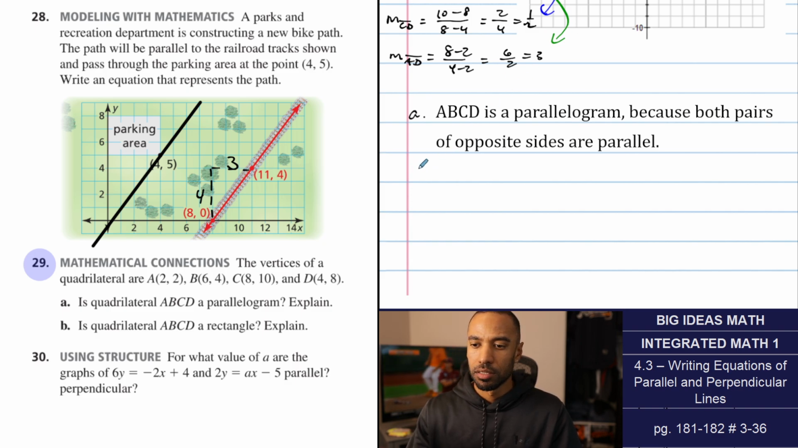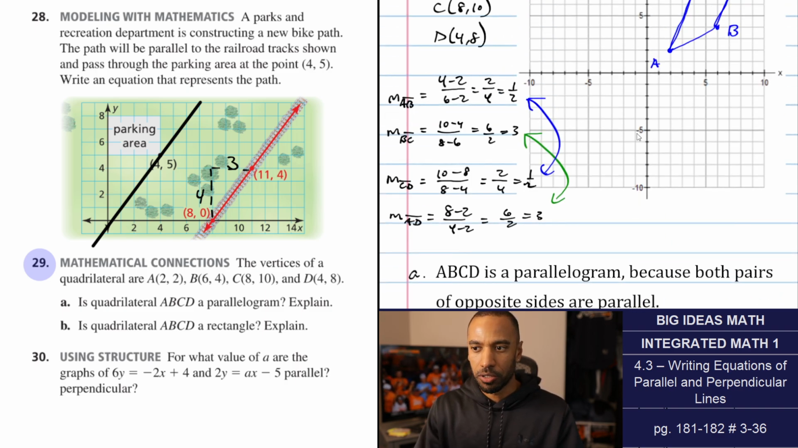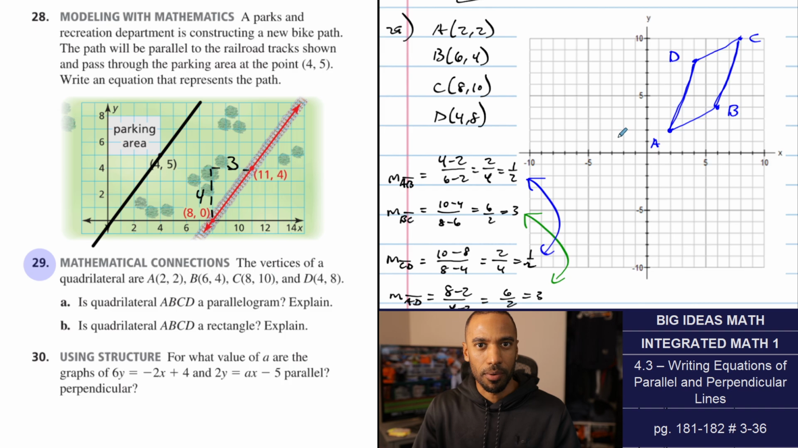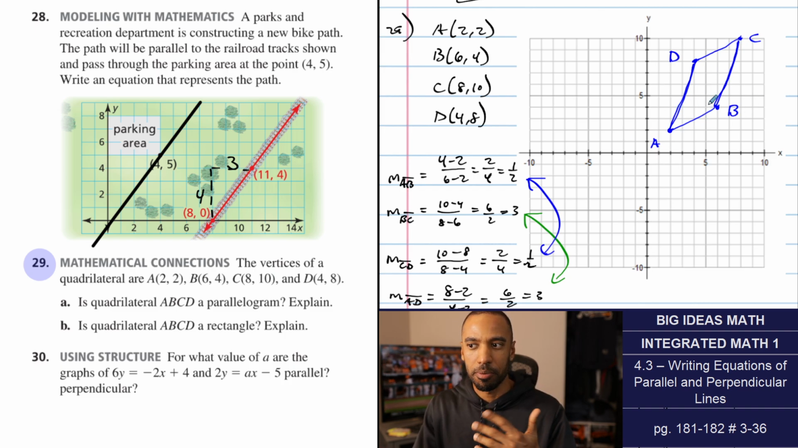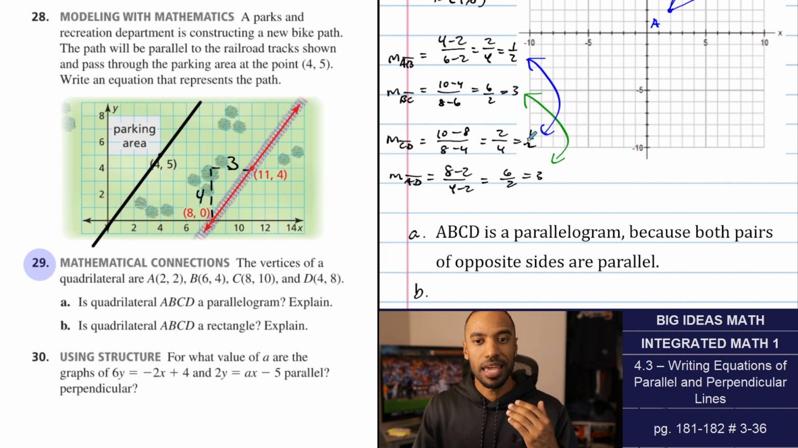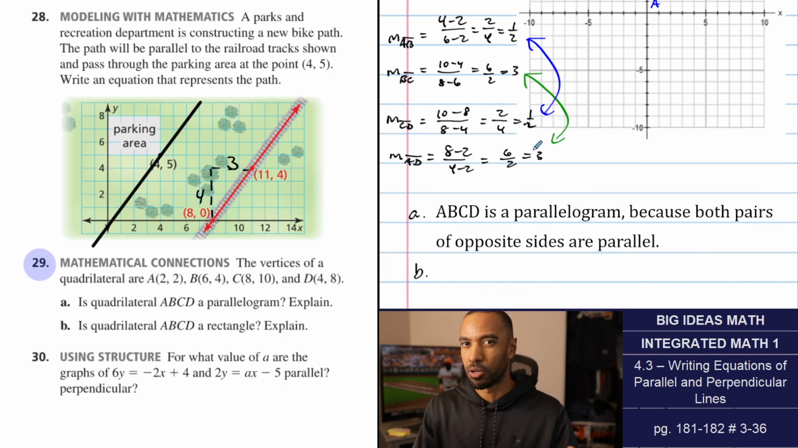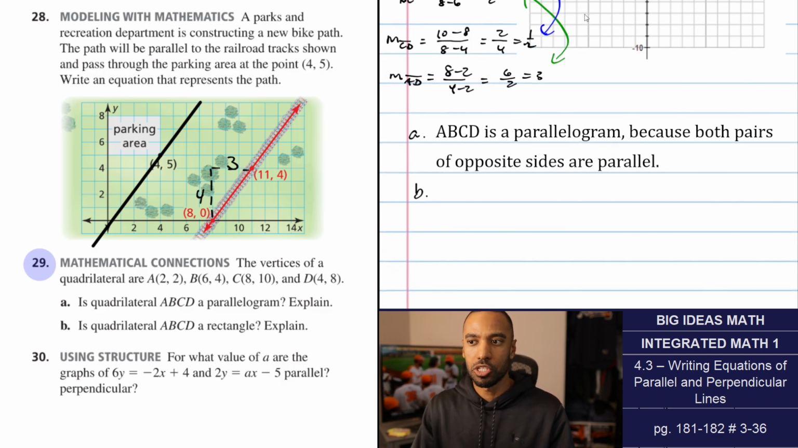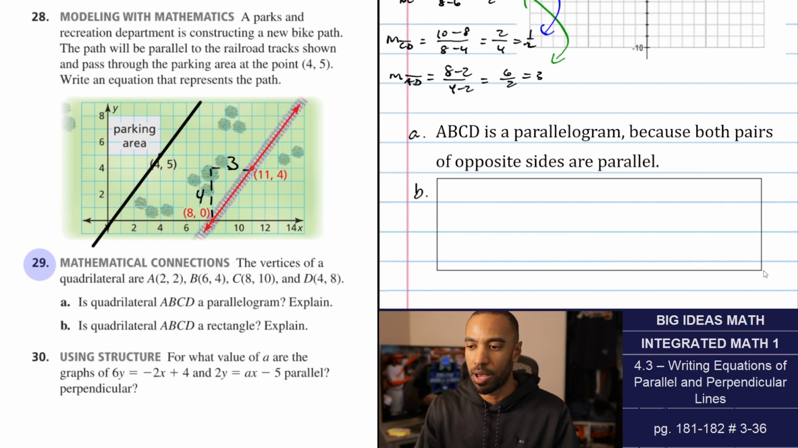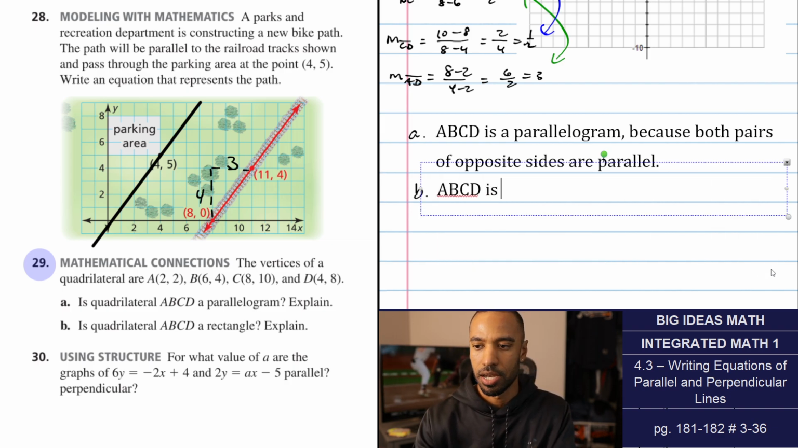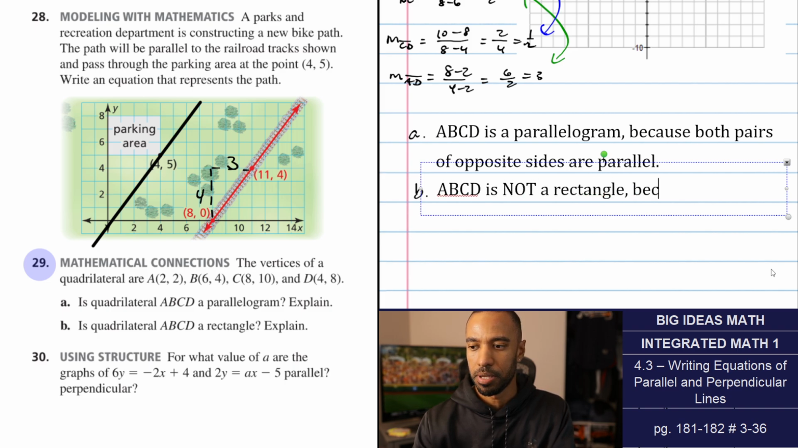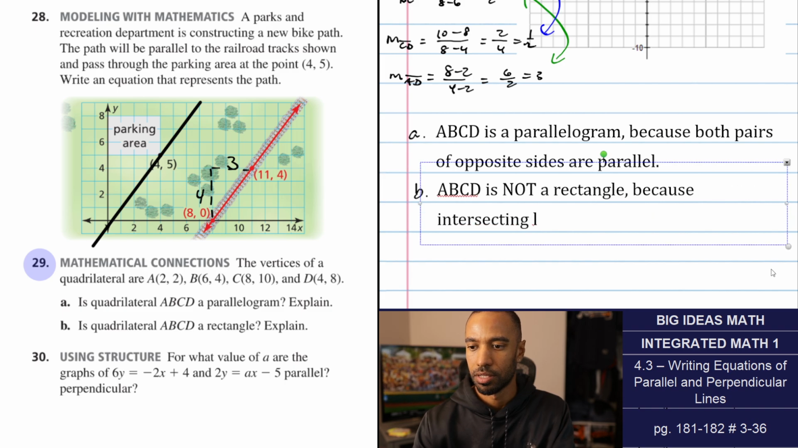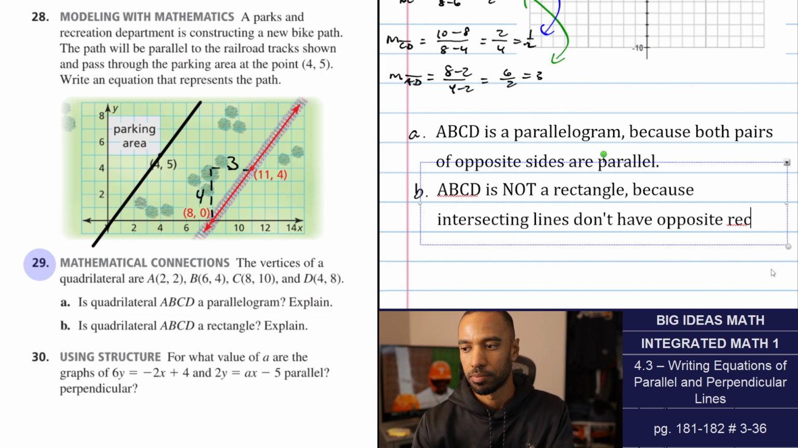Part B. On part B, answering whether or not this is a rectangle is all dependent on right angles. Rectangles have right angles. Does this? Well, not based off appearance, but it's really about the slopes. Do the intersecting lines have opposite reciprocal slopes? In this case, 3 and 1/2, not opposite reciprocals. So is it a rectangle? No. We could tell based off that appearance. ABCD is not a rectangle because intersecting lines don't have opposite reciprocal slopes.